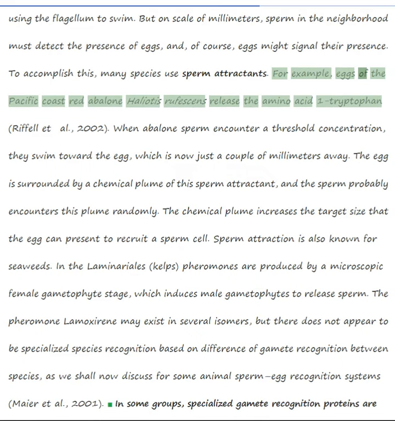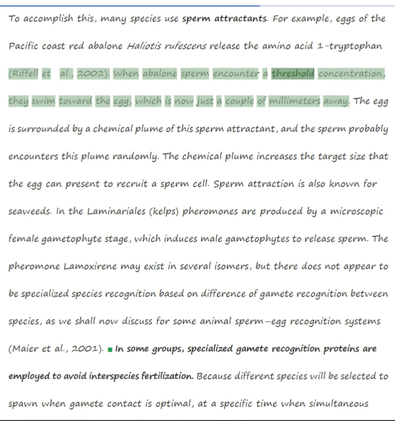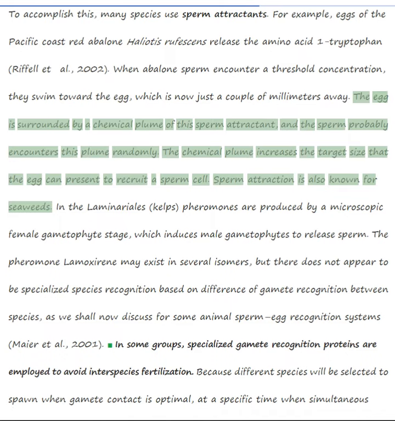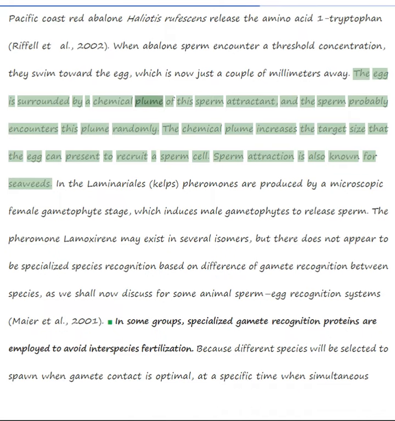For example, eggs of the Pacific coast red abalone Haliotis rufescens release the amino acid L-tryptophan. When abalone sperm encounter a threshold concentration, they swim toward the egg, which is now just a couple of millimeters away. The egg is surrounded by a chemical plume of this sperm attractant, and the sperm probably encounters this plume randomly. The chemical plume increases the target size that the egg can present to recruit a sperm cell.